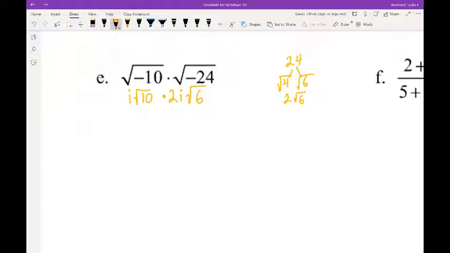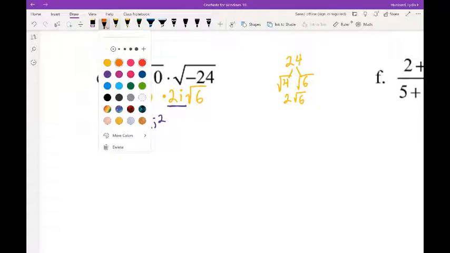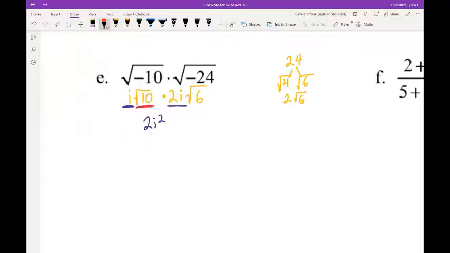Okay, so what's outside the parentheses, we're going to multiply together. So this i and this 2i will multiply together to get 2i squared. And then what's inside the radical will also multiply together. So 10 and 6 will get radical 60.